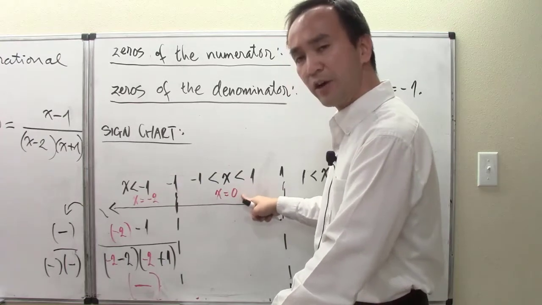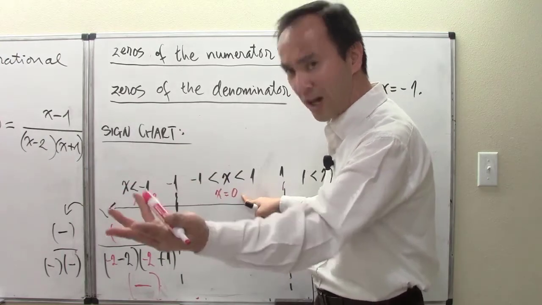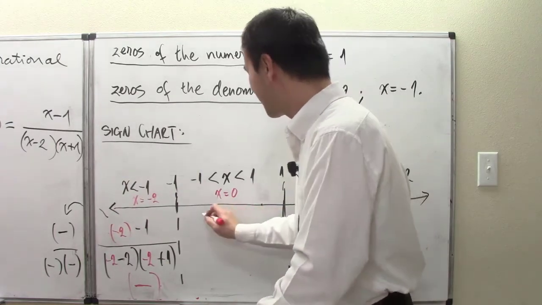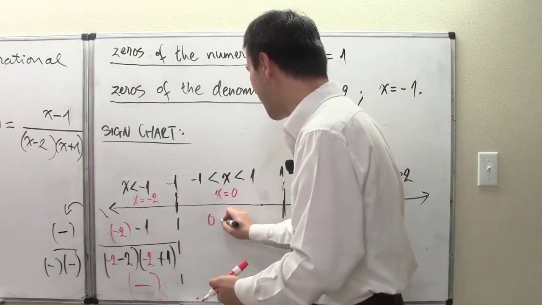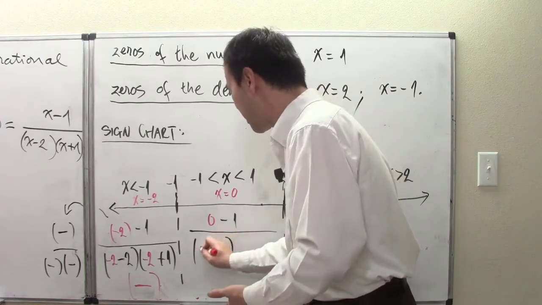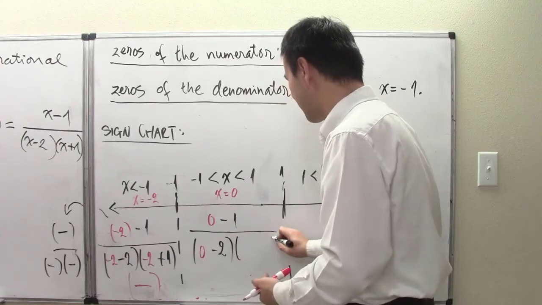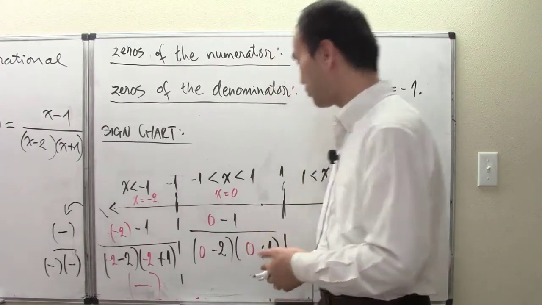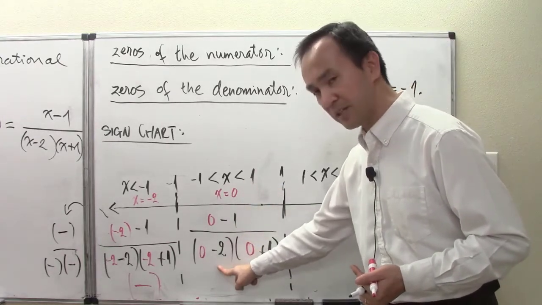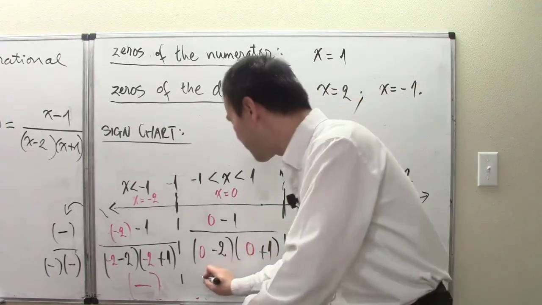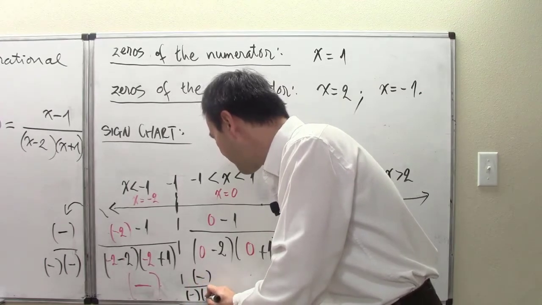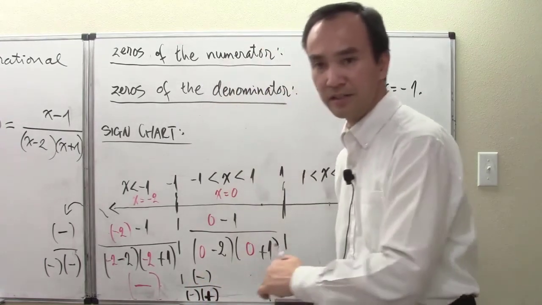I chose x equals 0 here, and I knew it was in our domain. It was not excluded or anything like that. Okay, and so now I'm looking at 0 minus 1 divided by 0 minus 2 times 0 plus 1. As far as the worked out solution, this is a negative sign, this is a negative sign, and this is a positive sign. So it's going to be a negative divided by, in the denominator, a negative times a positive.